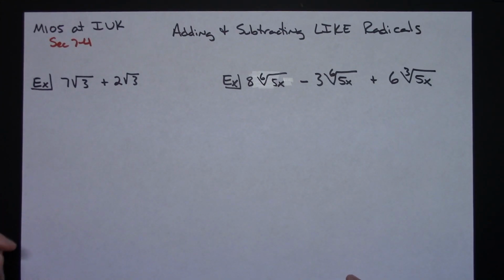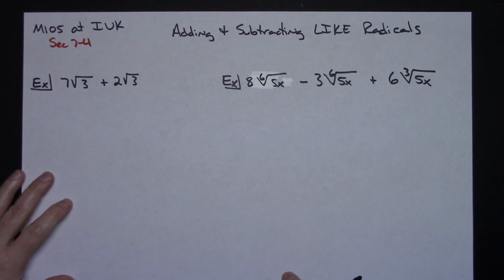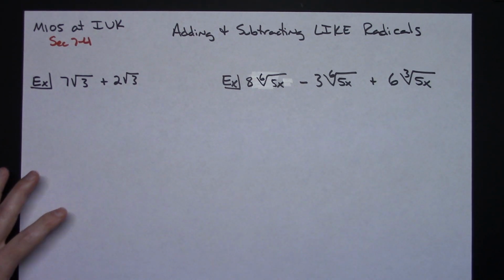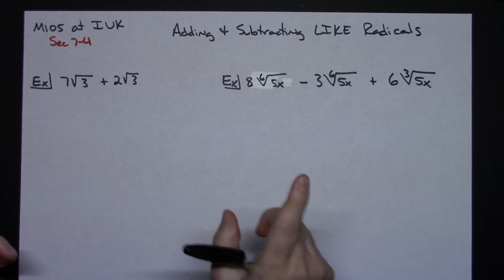In this video, I'm going to be making it specifically for M105 at IUK. We're going to start with concepts that are in section 7-4. One of the first concepts is adding and subtracting like radicals. Okay, so we're going to do two examples of this because this is a pretty simple concept here.